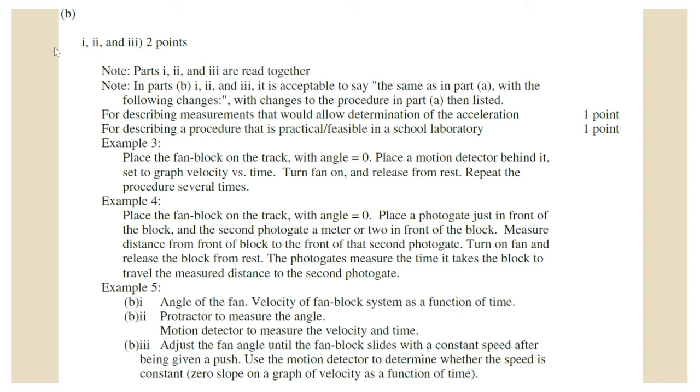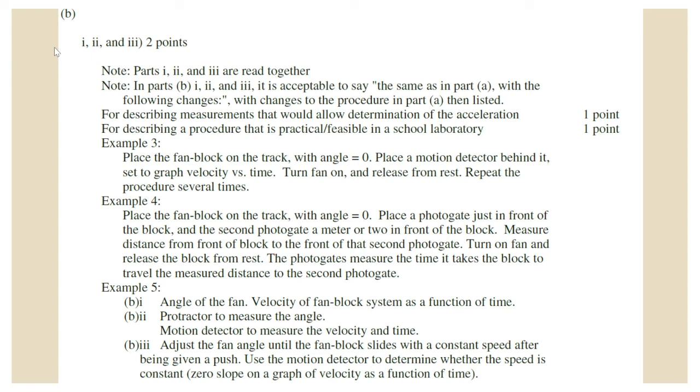So it says here first, place the fan block on the track with the angle equals 0. Place a motion detector behind it, set to graph velocity versus time. Turn the fan on and release it from rest. Repeat the procedure several times. For the next example, it says place the fan block on the track with the angle equal to 0. Place a photo gate just in front of the block and a second photo gate 1 meter or 2 in front of the block. Measure the distance from the front of the block to the front of that second photo gate. Turn on the fan and release the block from rest. The photo gates measure the time it takes the block to travel the measured distance to the second photo gate. This method is going to have you using equations to do calculations of the acceleration. That's a nightmare. I would avoid that.